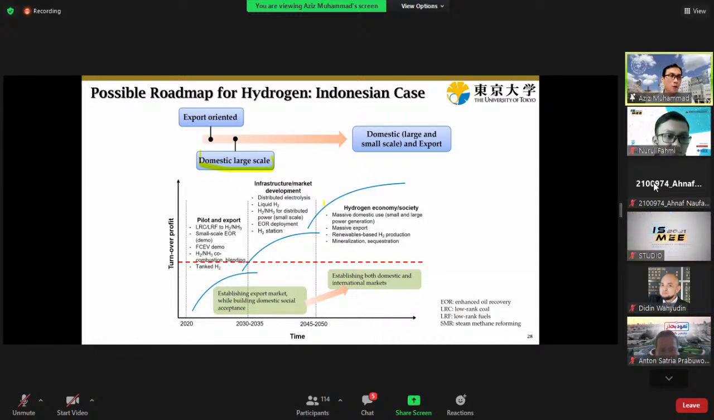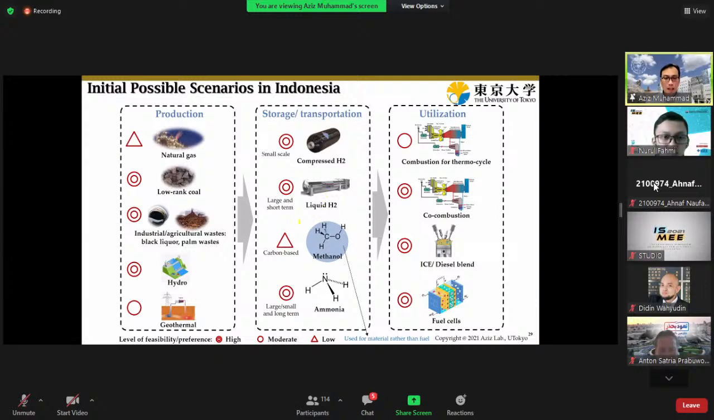And this is the initial possible scenario for the Indonesian case, but I would just like to skip this one. As I mentioned previously, we have large resources of low-rank coal, which are quite unutilized, and also industrial and agricultural waste, and hydropower. I think these resources have potential to be converted to hydrogen, and hydrogen can also be transported or stored as compressed hydrogen, liquid hydrogen, and also ammonia.